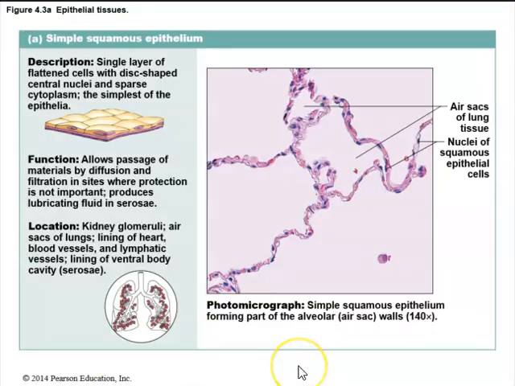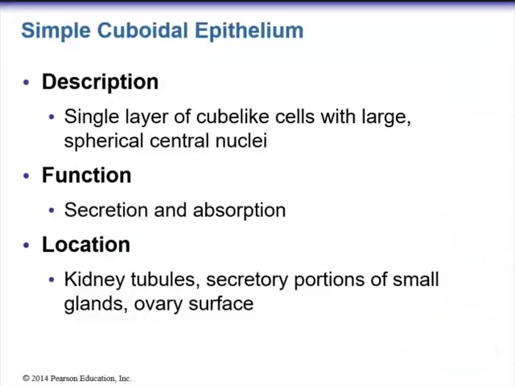So just a recap of simple squamous epithelium. Its description, again, being a single layer of flattened cells, with a function allowing for diffusion and filtration, specifically in the lungs and the kidney. And again, they can be located in the glomeruli of the kidney, that Bowman's capsule, the alveoli of the lungs, the lining of the heart, blood vessels, and lymphatic vessels, as well as the lining of the ventral body cavity. So here is that thin layer of simple squamous epithelium, specifically within the alveolar walls in the lung.